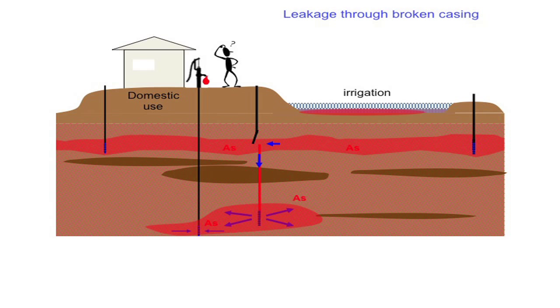Another problem is the potential that well casings break and allow for flow of groundwater from the shallow to the deep aquifer.